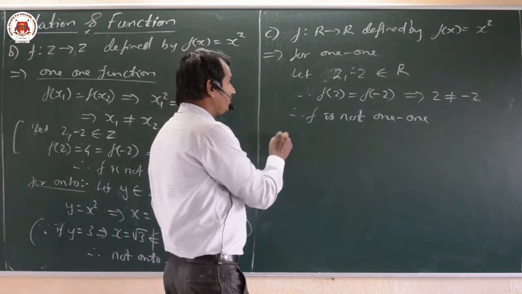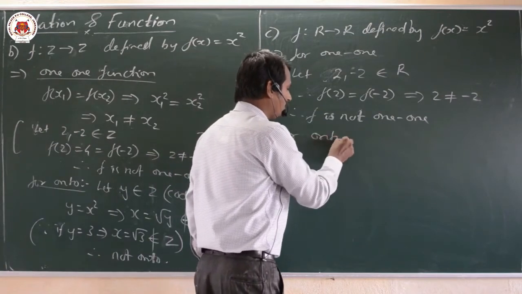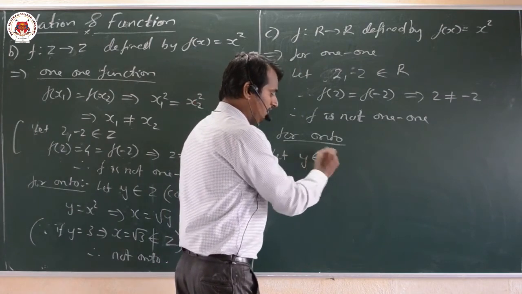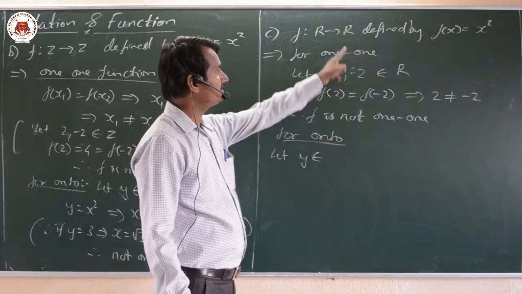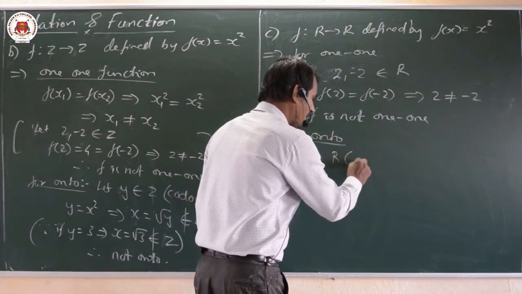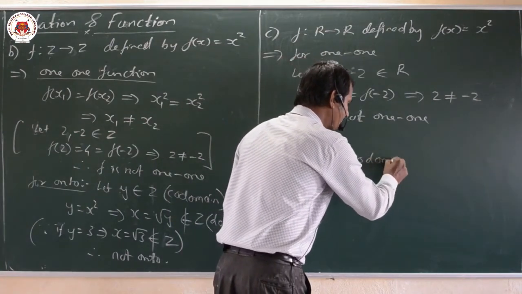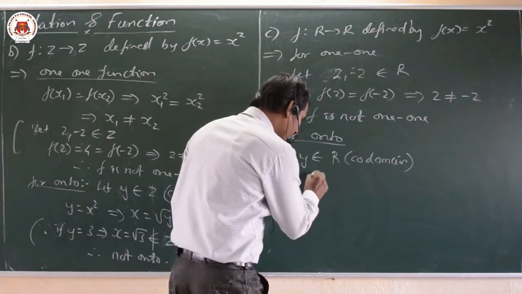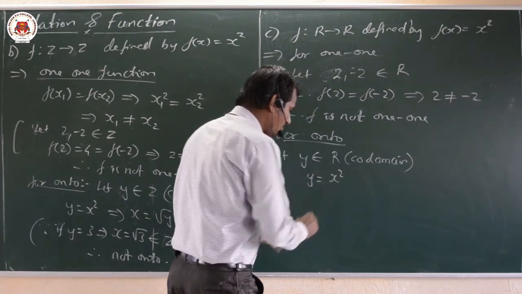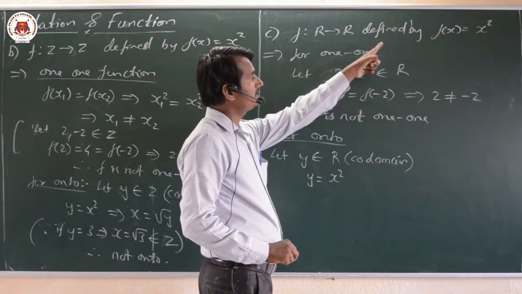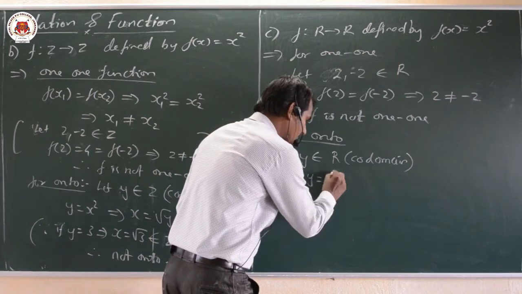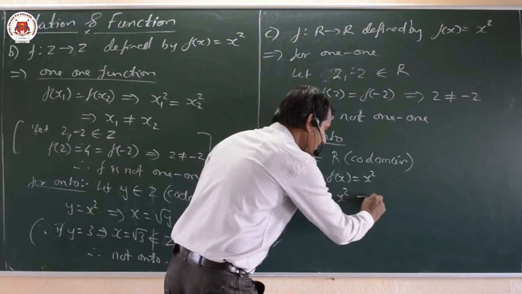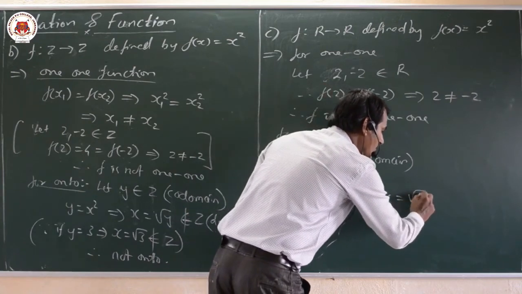Okay. Now for onto. Let y belong to the codomain. Codomain means what? y belongs to R. Now here y is equal to what we have? x square. y equal to f of x, f of x means x square. So y equal to f of x equal to x square. That implies y equal to x square. That implies x equal to root y.